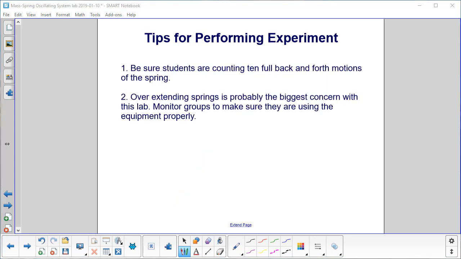Some tips: be sure students are counting 10 full back and forth motions. Each one would be a period. Overextending springs is probably the biggest concern with the lab. Monitor groups to make sure they are using the equipment properly.